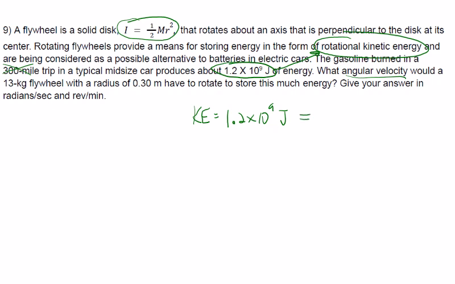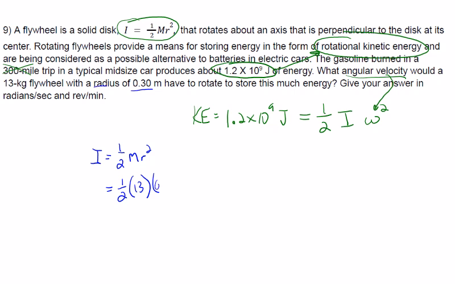So what we're borrowing here is that angular kinetic energy is equal to 1/2 I omega squared. We're after omega. The thing I have to plug in here is I, so the first step is let's figure out what I is. I is 1/2 mr squared. So this would be 1/2 my mass, which is 13 kilograms, times the radius of the flywheel, which is 0.3, and then don't forget that that is actually squared. So this is our I, so we've got that value.